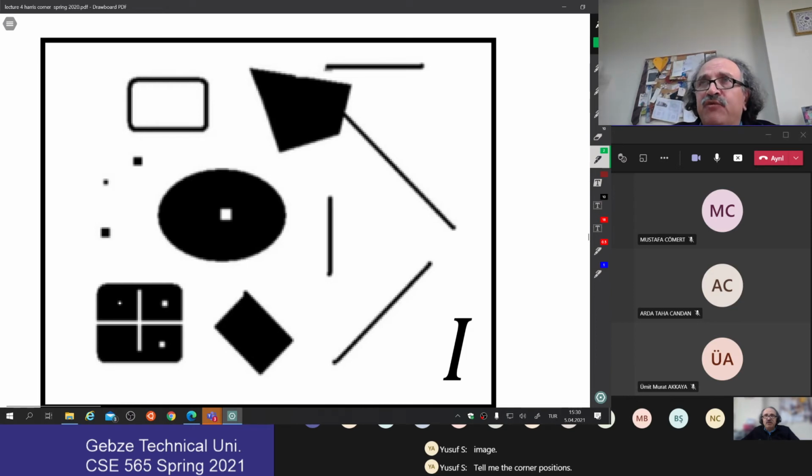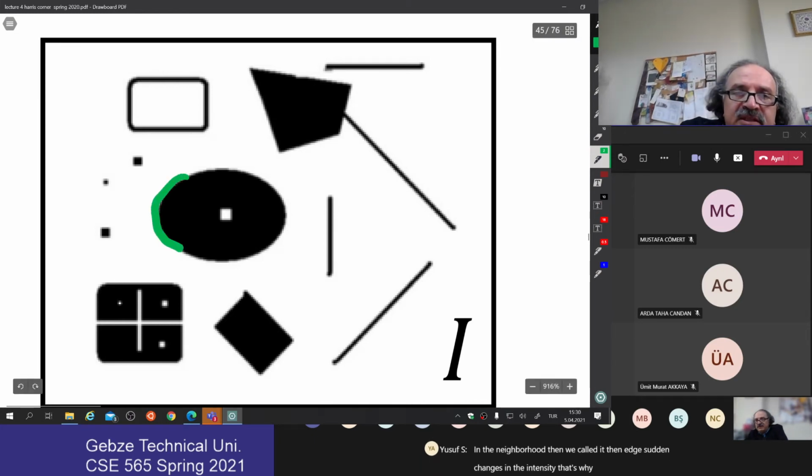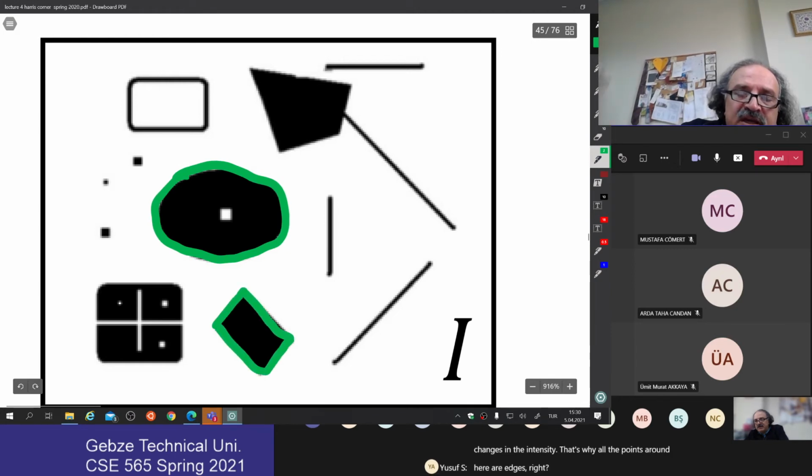What was the definition of an edge for us? How do we define the edge? Differences of pixel values in the neighborhood, right? If the pixel values are different in the neighborhood, then we call that an edge. Sudden changes in the intensity. That's why all the points around here are edges, right?